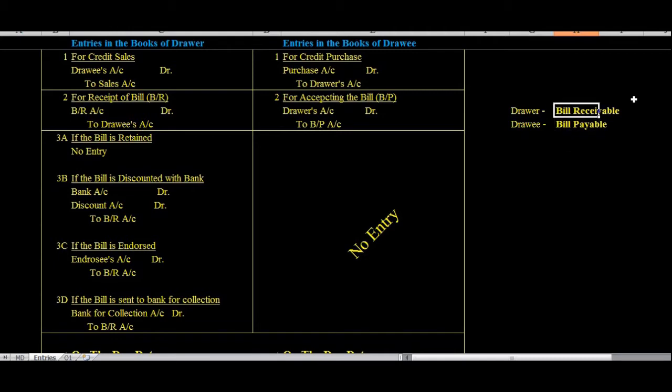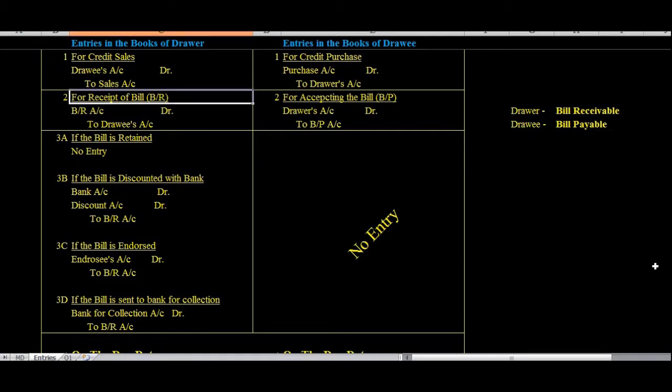A bill receivable, he has to receive money, that becomes his asset. A bill payable, it's his responsibility to pay. So obviously that becomes a liability. Alright, so now let's move to the next entry.